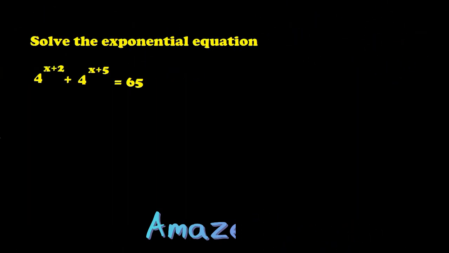Today we are going to do exponential equations. Let's try to solve this. Solve for x. 4 to the power x plus 2 plus 4 raised to x plus 5 is equal to 65. We need to solve for x. We are going to use the properties of exponents in this case.